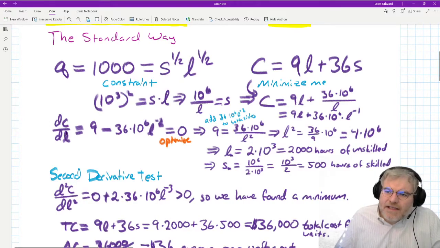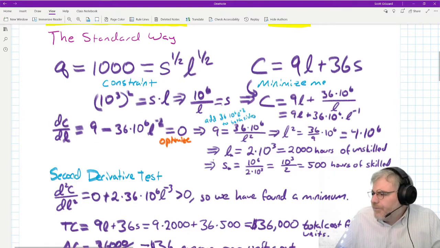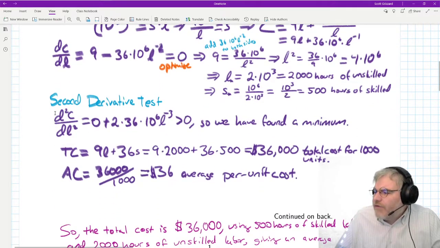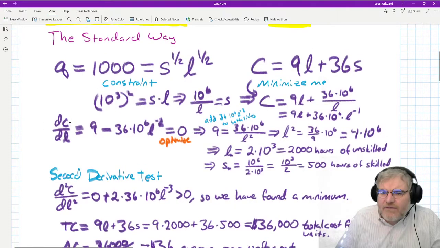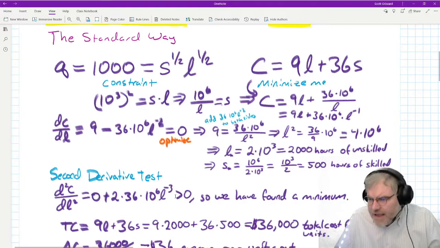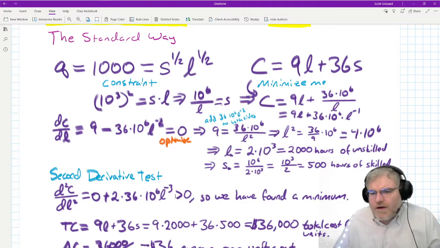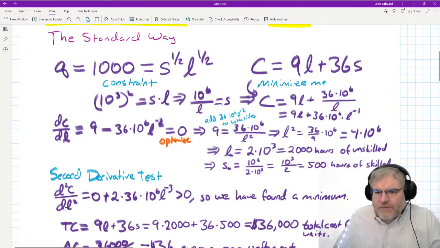All right, now I'm going to take these two numbers. Well, first thing I'm going to do is a second derivative test. So I take the second derivative of this thing right here. I take the derivative of this thing, which would be the second derivative. And I wind up with 2 times 36 times 10 to the 6 times L to the -3rd. And I don't care anything about that except that it's a positive number. Okay? So I know I found the minimum, whatever it is.